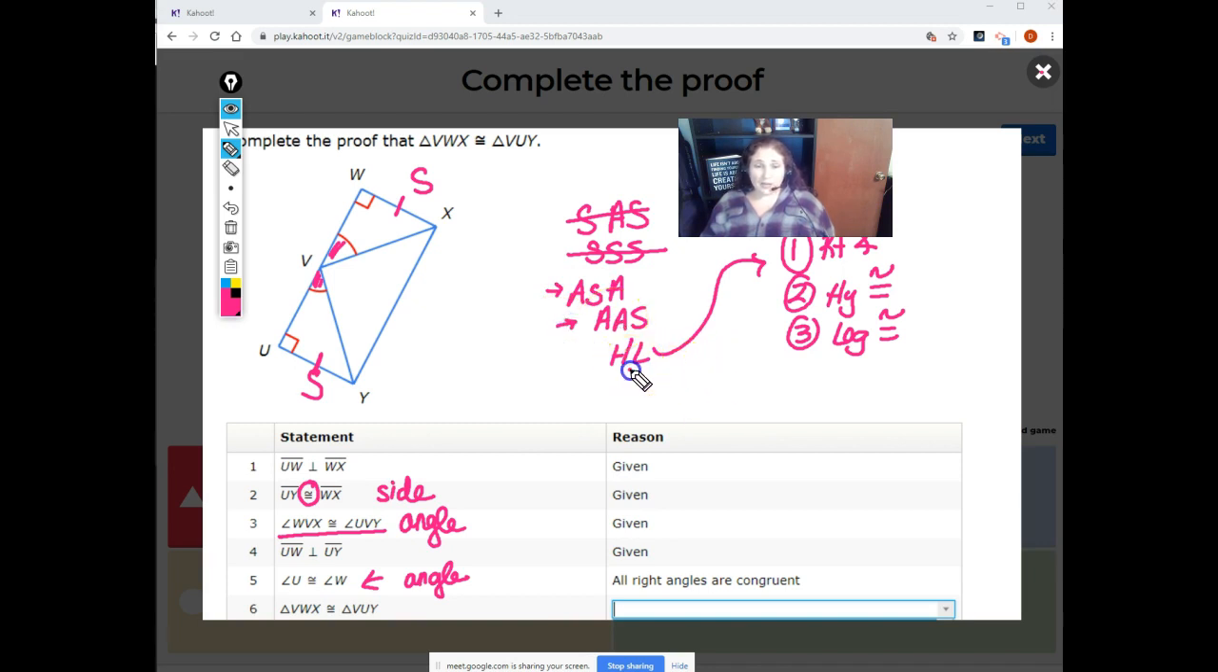Can it be hypotenuse leg? Do we have a right angle? Yes. And then it also says the last thing was that these angles were congruent. Do we have a right angle? Yep. Do we have the hypotenuses congruent? Here's our hypotenuse. Does it say they're congruent? Nope. So because it doesn't say they're congruent, it comes off.